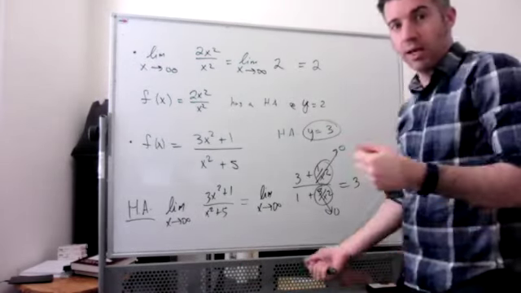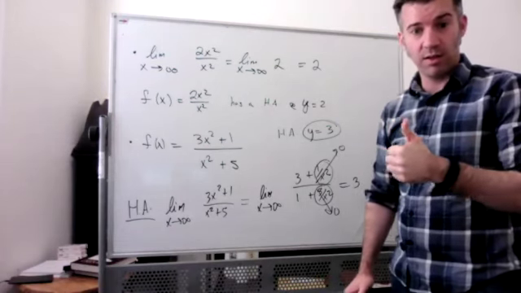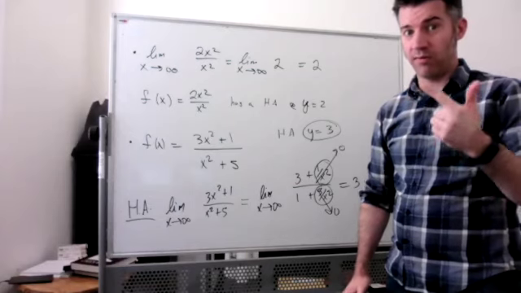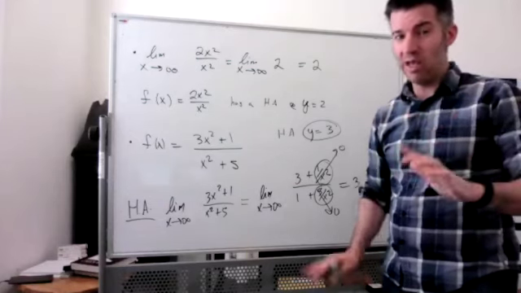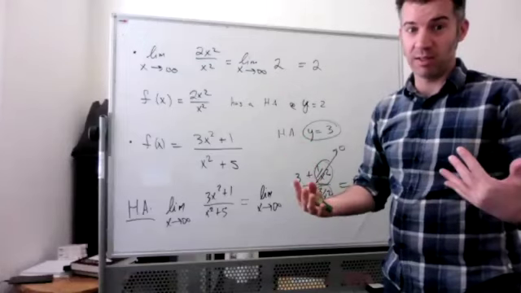Yeah, so again, for horizontal asymptotes, we take the limit as x goes to infinity. For vertical asymptotes, we try to find where the limit is equal to infinity. Really, with vertical asymptotes, you're just looking for where you might be dividing by 0 and not 0 on top.